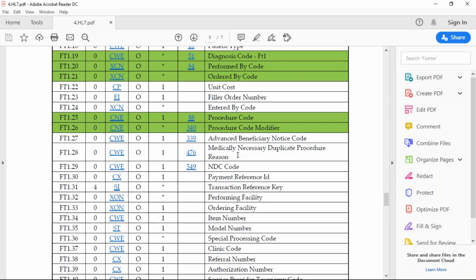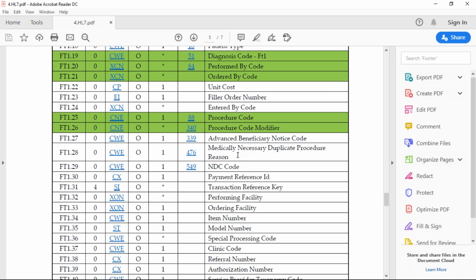So the next segment is FT125, which is procedure code. Once the diagnosis is performed, we have diagnosis codes being sent in FT119, correct? So FT125 will have the procedures that have been performed. So let us say the doctor has given a flu shot, that is a procedure that has been performed. So that procedure related information will be sent in FT125. Then we have FT126, which is procedure code modifier. So what is a procedure code modifier?